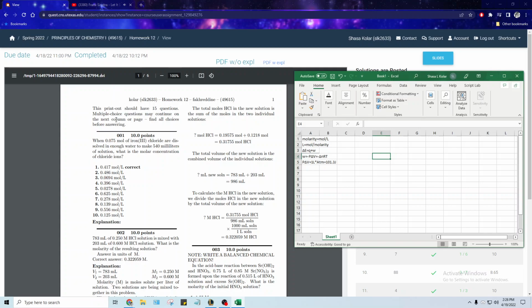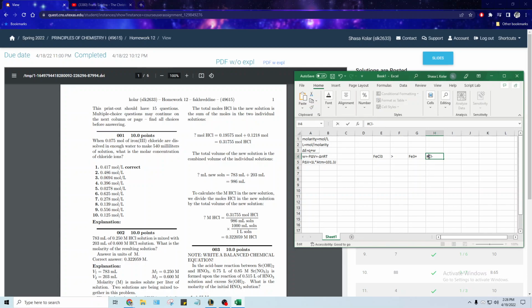So some people had some issues with number 1 just because they didn't quite understand that this is asking for chloride ions. We don't get chloride ions, we get iron chloride. And when iron chloride is put into solution, when it's dissolved, it ionizes, right? So we have Fe3 plus, and we have 3 chloride ions.